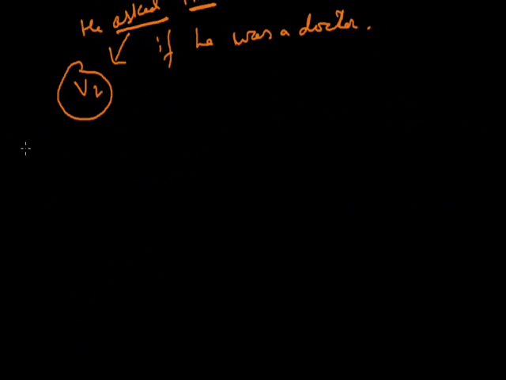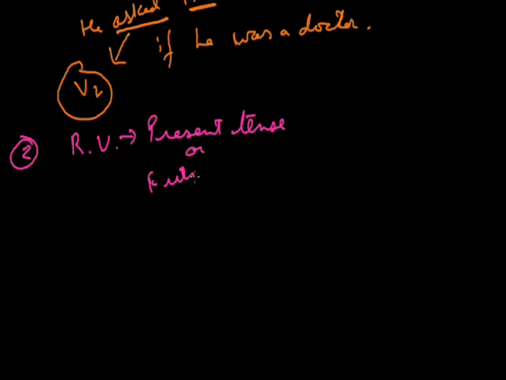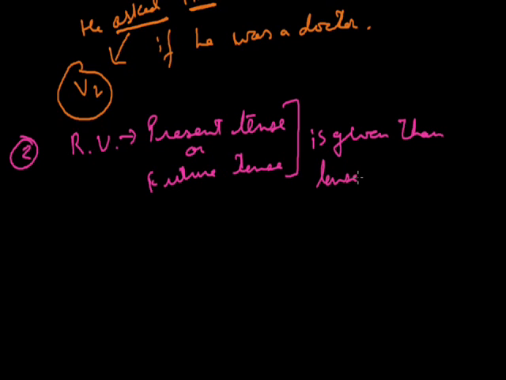Moving on to the second point. If in the reporting verb present tense or future tense is given to us, then the tense of reported speech is never changed. That means anything that is written outside the inverted commas, suppose that one is given to us in present tense or future tense. In that case, the tense of the reported speech will never be changed.